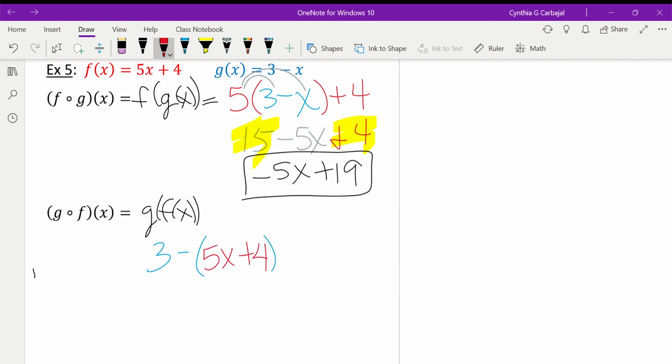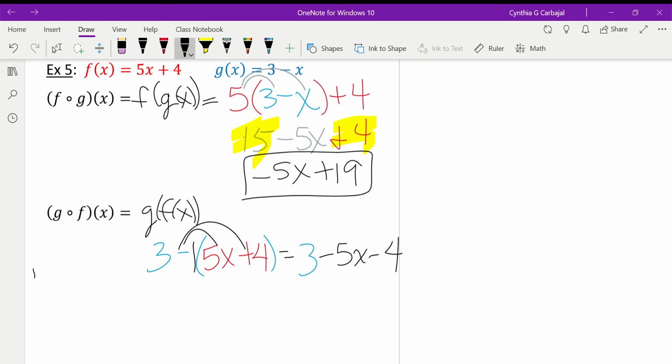Now in this one, I have a minus in the front, so I'm going to put a little 1, and I'm going to distribute a negative 1. So that's going to change that to negative 1 times 5x, which is going to be a negative 5x. Negative 1 times 4 is going to be a negative 4.